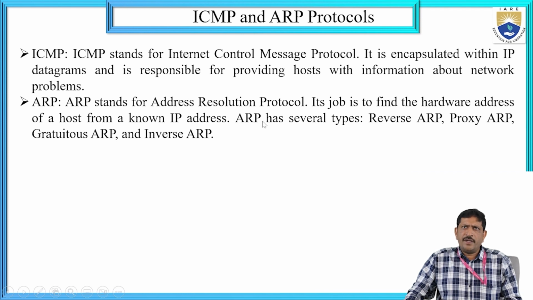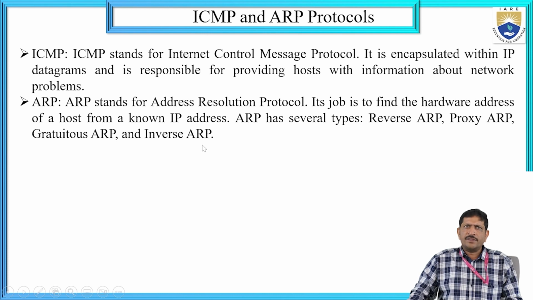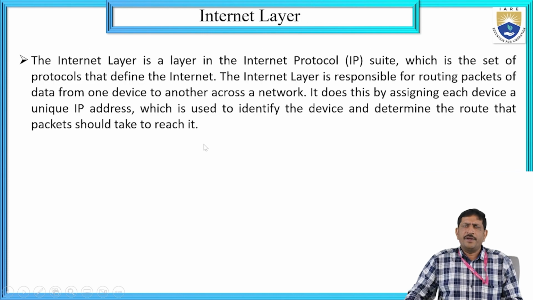The Address Resolution Protocol has several types, that is reverse ARP, proxy ARP, gratuitous ARP, and inverse ARP. The different types of ARP can be categorized as reverse ARP, proxy ARP, gratuitous ARP, and inverse ARP.